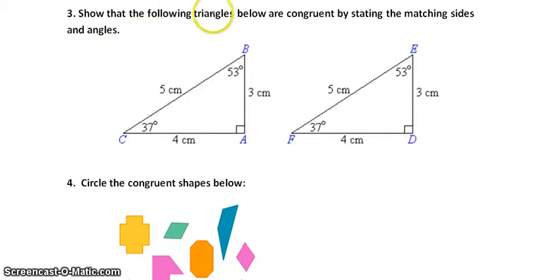Question 3, show that the following triangles are congruent. So this show that is really important. It means I want you to prove something, and I want you to write something down. I want you to show that they're congruent by stating the matching sides and angles. So I'm going to show you how to do that. So you start with a side and some angles. Let's start with the sides first. So I'm going to start like this.